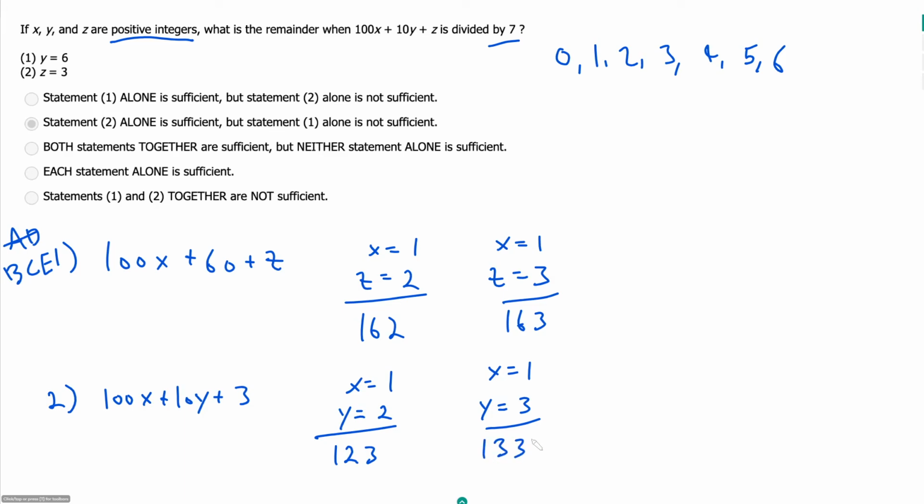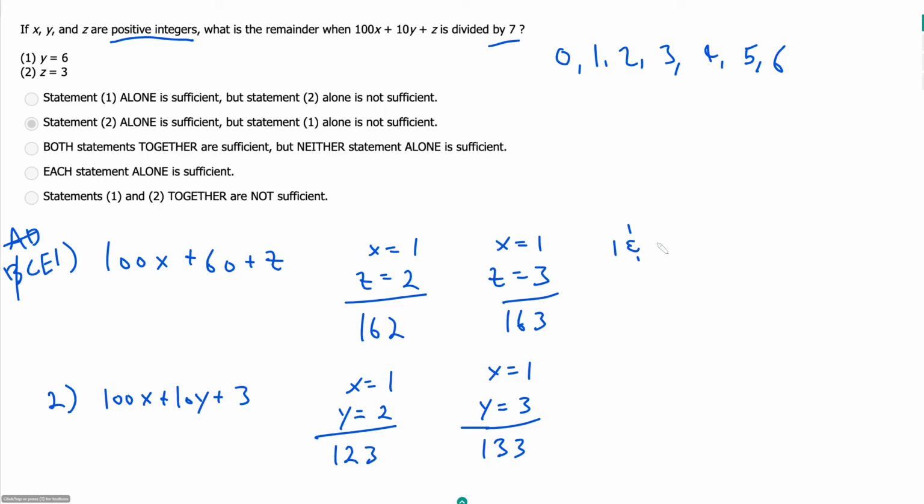And again, this looks like it's going to be insufficient because these numbers are 10 apart from each other, which means we're going to have different remainders. In other words, after 123, the next number to have the same remainder as 123 when we're dividing by 7 is going to be 130, and then 137 after that. And so B can be eliminated.